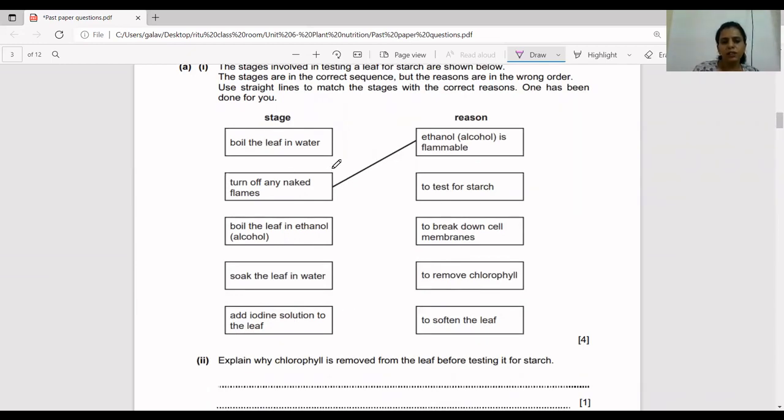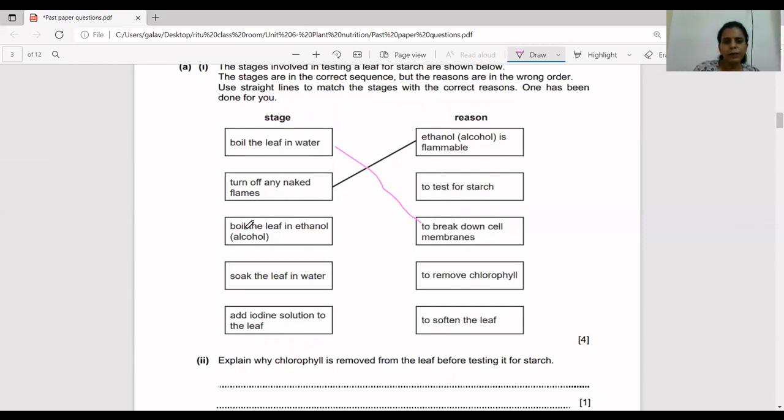So we boil the leaf in water. Now the purpose of boiling the leaf in water is to break down cell membranes so that the iodine solution can easily move inside the cells. The correct answer for the first one is to break down cell membranes. Turn off any naked flames. This they have already done.